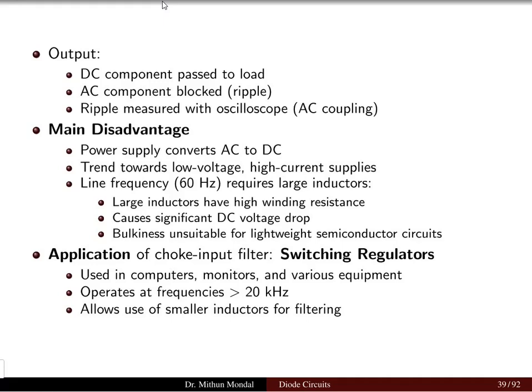Now if we talk about the output, the DC component will pass to the load. The AC component will be blocked, which is known as the ripple. Ripple is a term used for the AC component which is present in the DC. Ripple is measured with the help of an oscilloscope. You will use a DSO, which is a digital storage oscilloscope, to measure the amount of ripple, and this is known as AC coupling, meaning with the DC you have some amount of AC present.